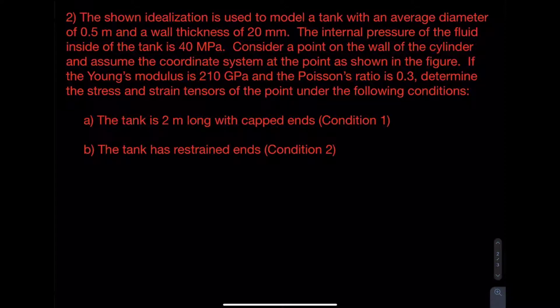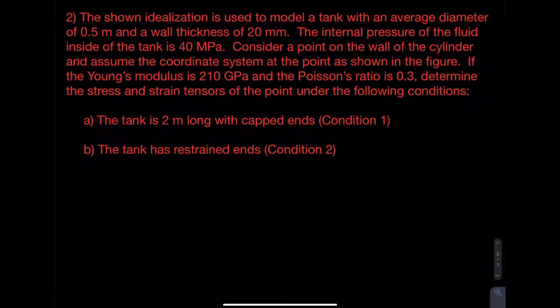Because as we look at this pipe, it has the exact same parameters for both questions, so we might as well just include it into one nice question. And it's nice to then compare how it changes based on the conditions. So question number 2 says, the shown idealization is used to model a tank with an average diameter of 0.5 meters and a wall thickness of 20 millimeters.